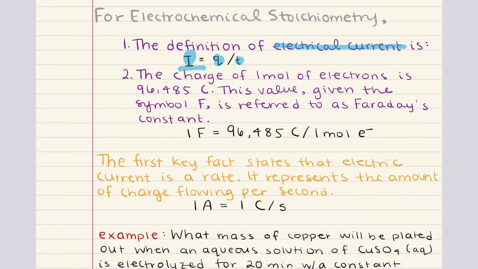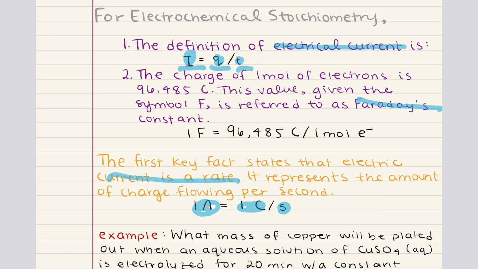I represents the current measured in amperes. Q is the total charge measured in coulombs. And T is the time over which the charge flows, and it's measured in seconds. From this definition, we see that current is a rate. It's specifically the amount of charge flowing per unit time. So for example, 1 ampere of current corresponds to 1 coulomb of charge passing through a conductor every second. So we can say that 1 ampere is equal to 1 coulomb per second.